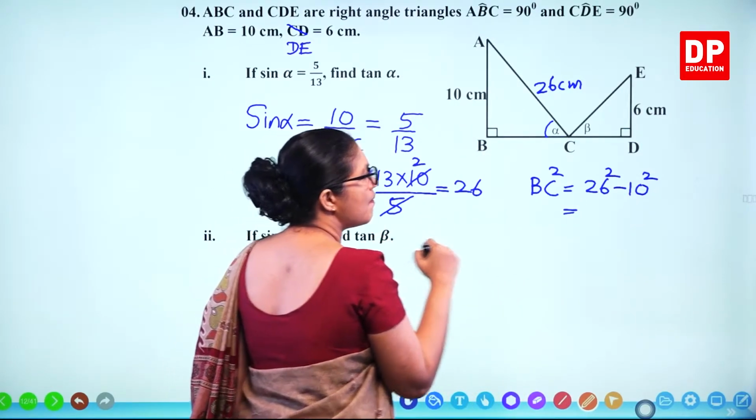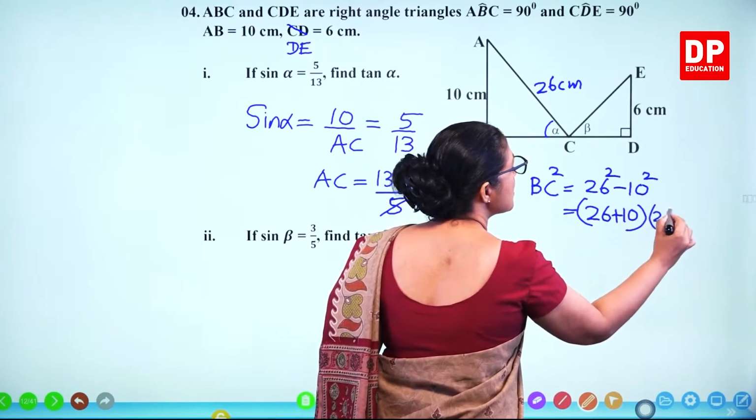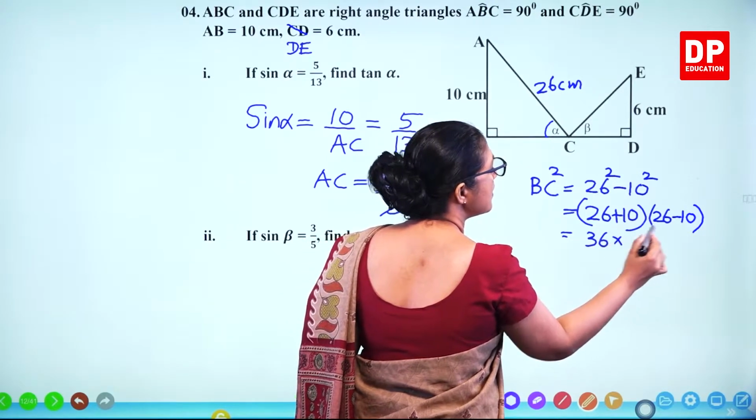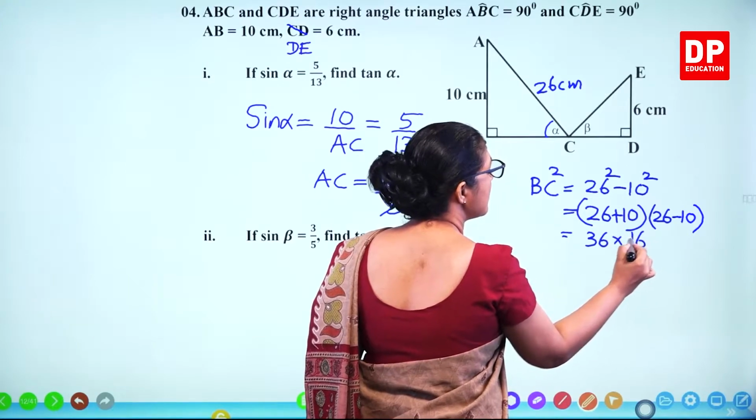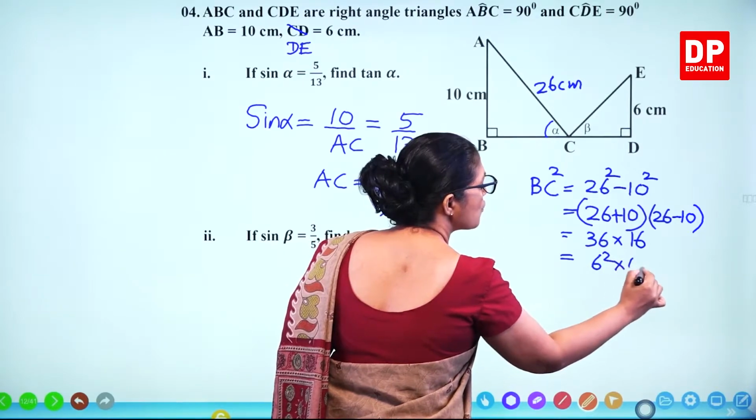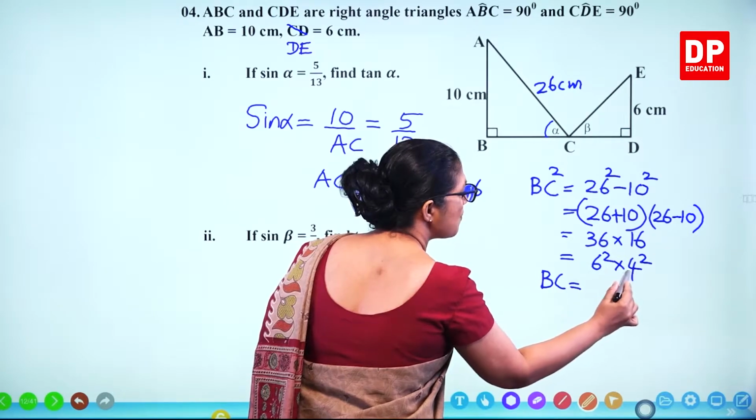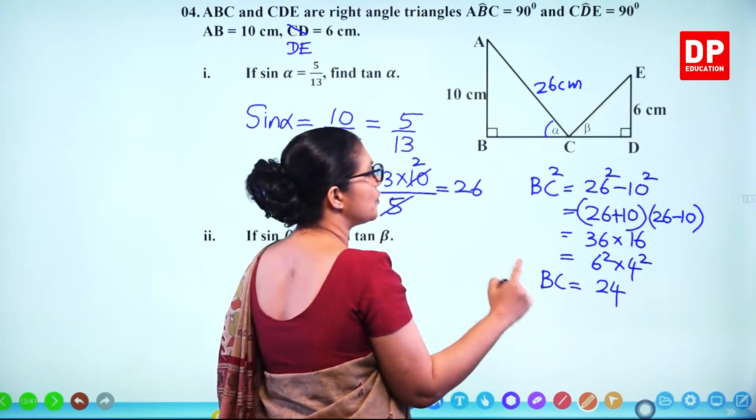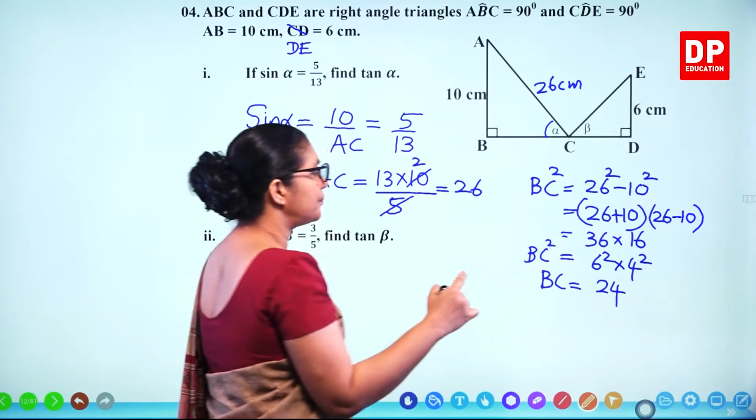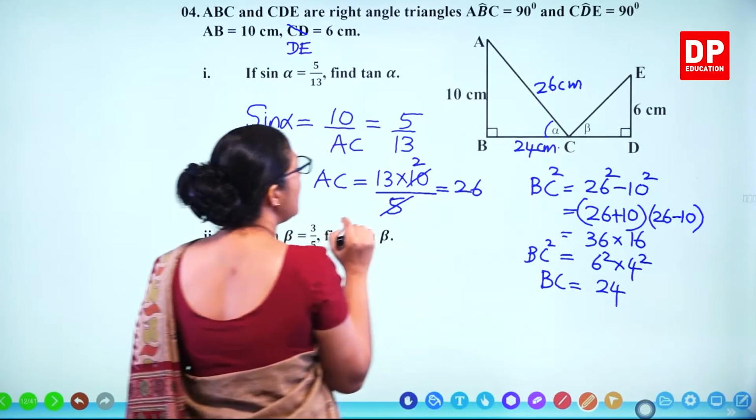What do you get? Use the difference between two square terms. It's easy: 26 minus 10. You get 36 and 16. When you take the square root, you get 6 squared and 4 squared. So when you take the square root, BC becomes 6 times 4, 24, because BC squared is that. So this is 24.